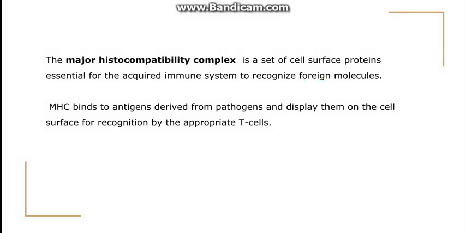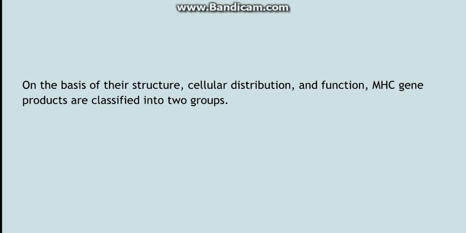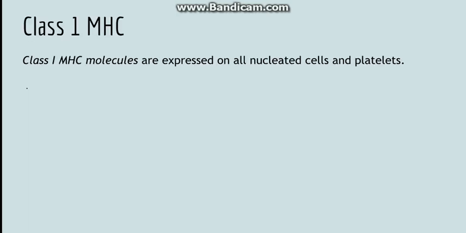Now, going to the genetics part, firstly, we know that the MHC complex is located on chromosome number 6. Based on the structure, the cellular distribution, and the function, the MHC gene products are mainly classified into three groups. There is class 1 MHC, class 2 MHC, and class 3 MHC. Here we will mainly discuss class 1 and class 2 MHC.